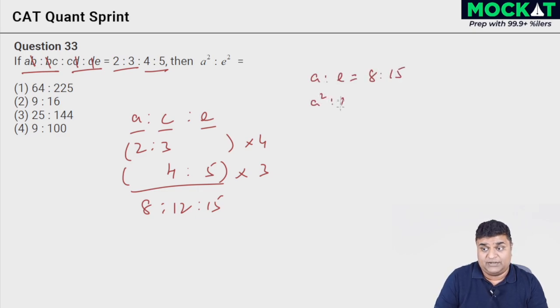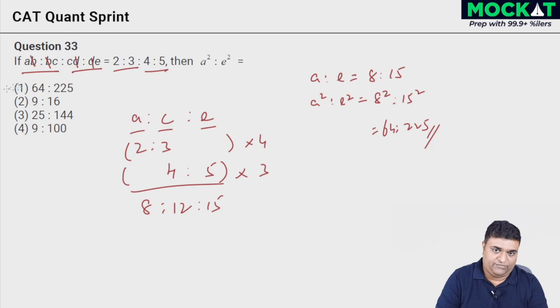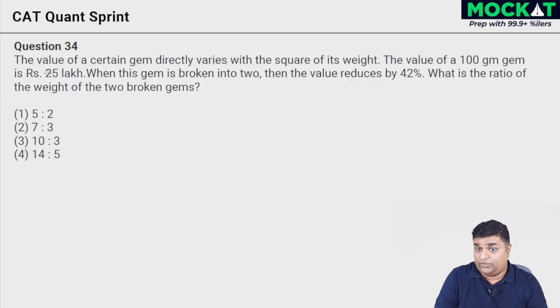Then A square is to E square. It's going to be 8 square is to 15 square. That's 64 is to 225. Option 1 over here is the answer. On to question 34. The value of a certain gem directly varies with the square of its weight. Okay. The value of a 100-gram gem is rupees 25 lakhs. When this gem is broken into 2, the value reduces by 42%. We're given in terms of percentage, so absolute value doesn't really matter over here. What is the ratio of the weight of the 2 broken gems?